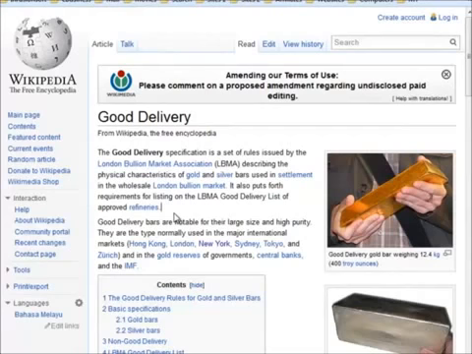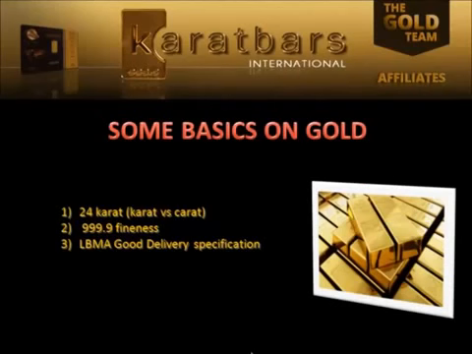So if you're going to buy your gold, you'd want to buy it from an LBMA approved refinery. Well, with Karatbars, that occurs. The refinery is in Turkey and it is LBMA certified. So I believe there's only a handful of refineries around the world that are LBMA certified. So we can be assured of the purity and the weight of what you're getting in the bars.